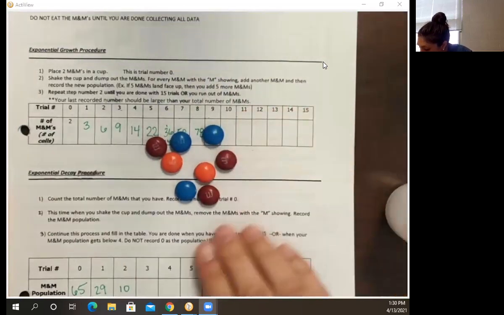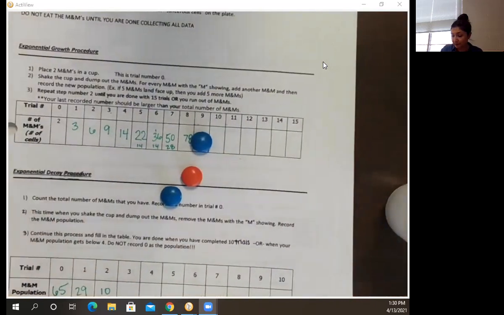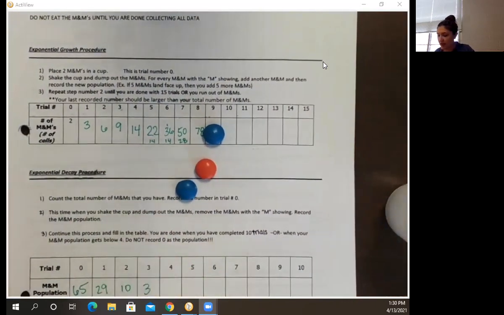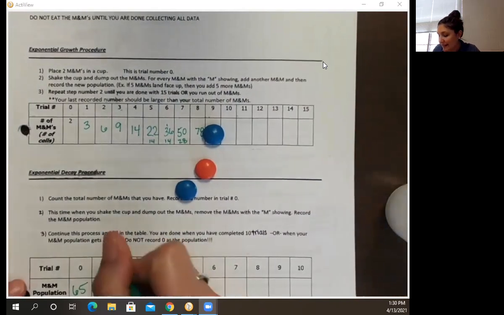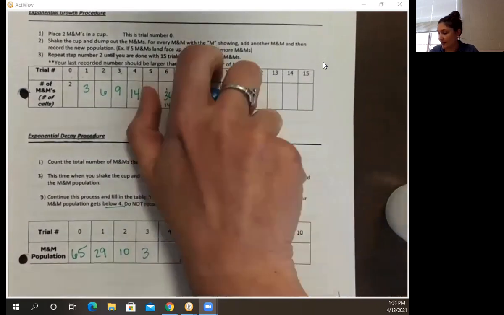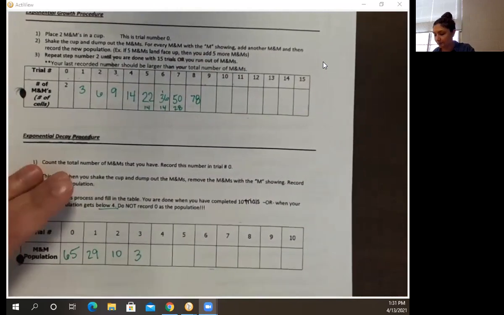And now I'm removing all but 3. So we're going to record 3, and then we're actually going to stop our trials here. Our directions say stop when the population gets below 4. We're now below 4, so we're going to stop that second experiment. We'll put these off to the side, and now we're going to take a look at what we're seeing here with our M&M experiment.